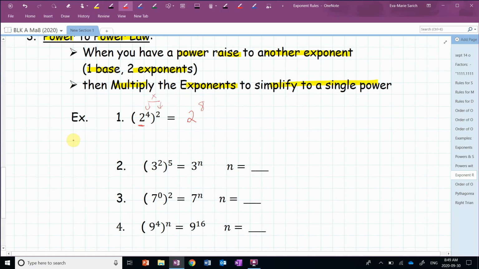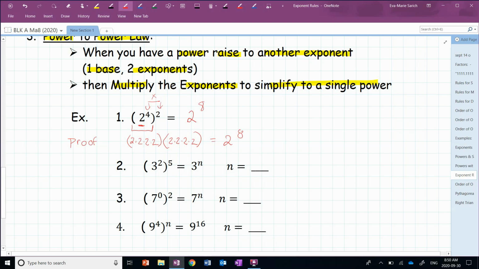Now, I want to again do a proof for you, right? This works. Okay, let's think about this bracket. The bracket is raised to the exponent 2, so that means the bracket is repeating twice. And then what is inside the bracket? Well, that is 2 repeating 4 times. So that would be like 2 times 2 times 2 times 2. And in the second bracket, you'd have 2 times 2 times 2 times 2. And you can see that 2 repeats 4 times there and another 4 times there. So it's 2 repeating 8 times.